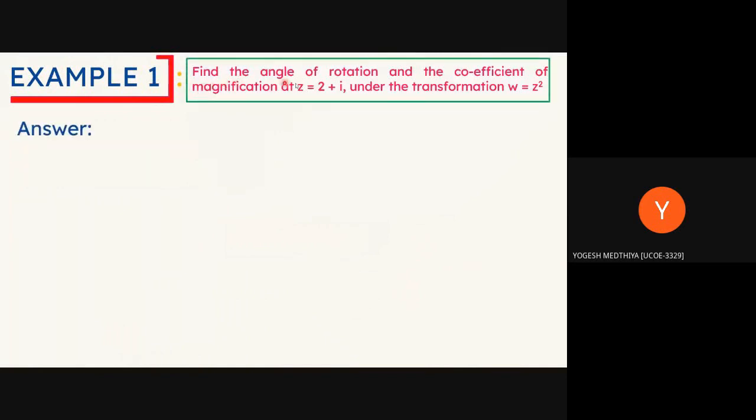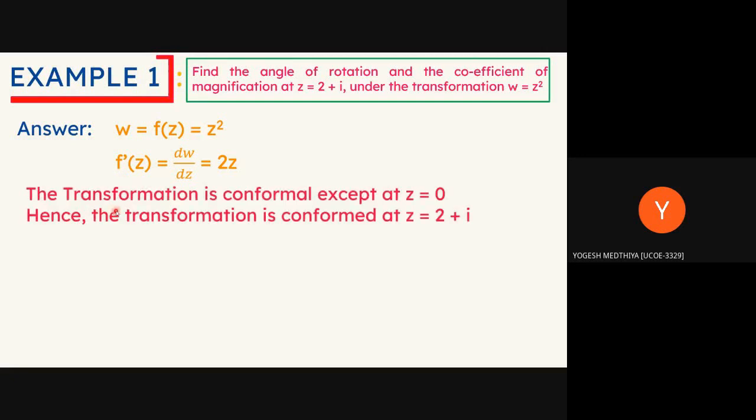Find the angle of rotation and the coefficient of magnification at z equals 2 plus i under the transformation w equals z square. Let's start. w equals f of z equals z square. Then dw by dz equals 2z, and the transformation is conformal except at z equals 0, because at z equals 0 the derivative vanishes, so we cannot map there. The transformation is conformal at z equals 2 plus i.